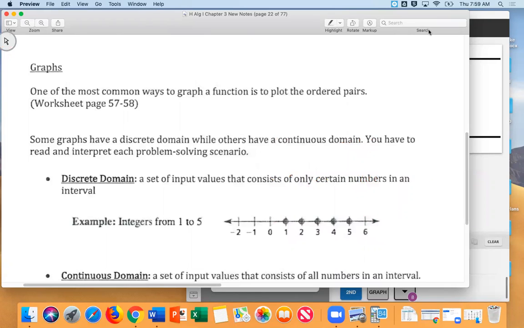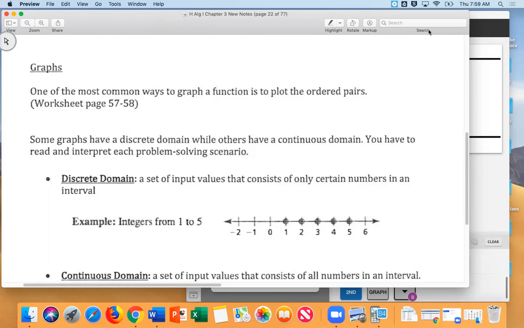All right. So it says one of the most common ways, and the way I like it the most, is to graph a function on a coordinate plane. So some graphs have discrete, while others have continuous. So remember, discrete is the disjoint ones, and continuous is the smooth curves.